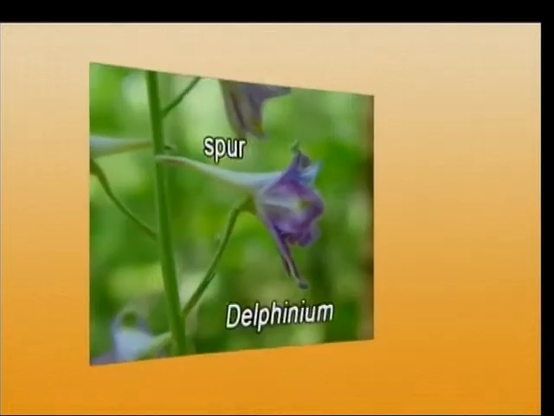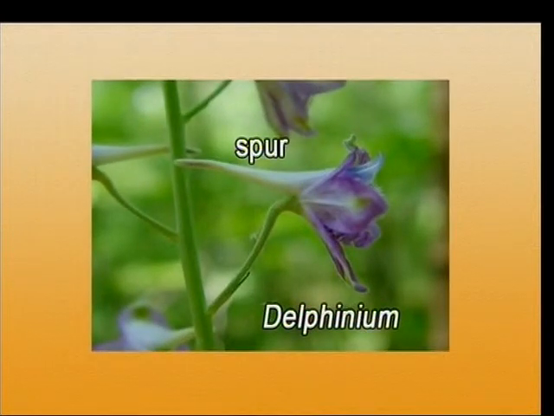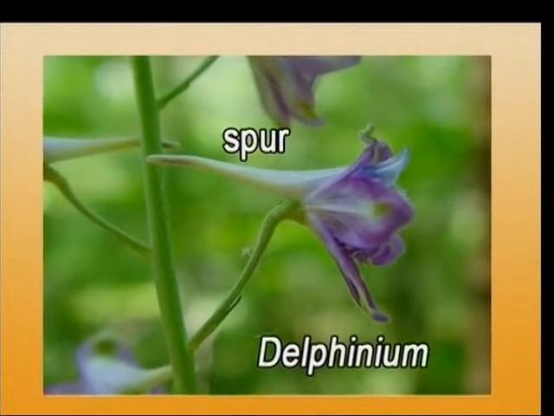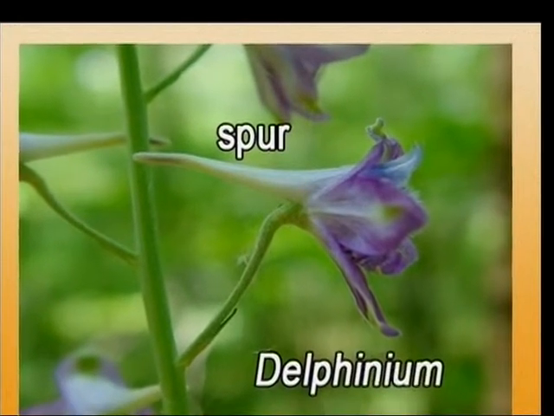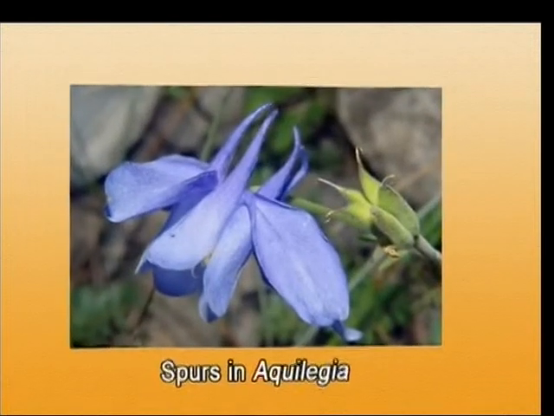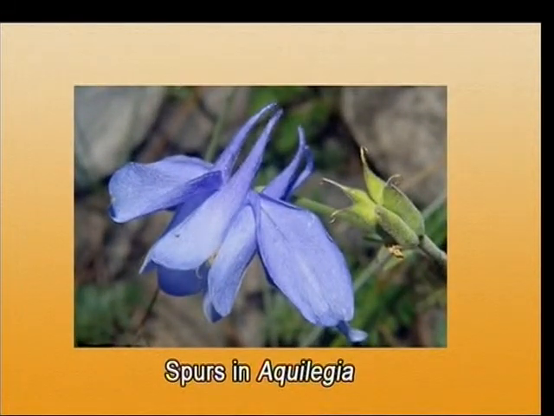Sometimes these sepals are modified into a spur at the base. At the base of each petal-like sepal, there is a modification which we call a spur. This spur is 1 in number in Delphinium, but all the sepals in Aquilegia are spurred. That means 5 in the case of Aquilegia.